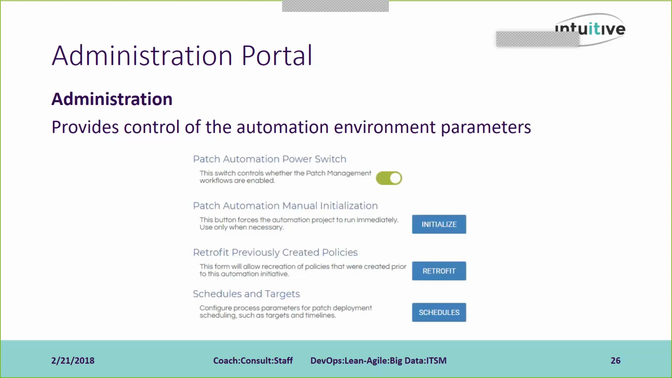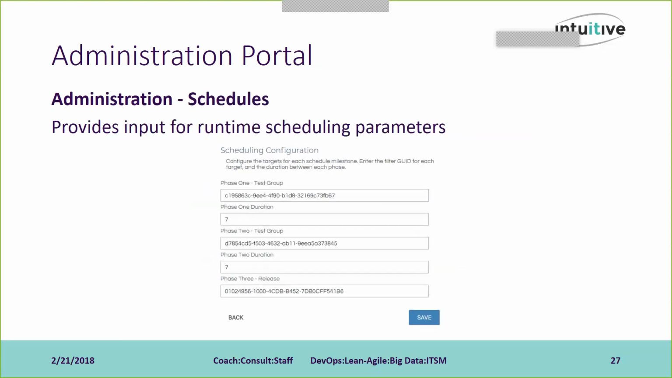Let's move on to schedules and targets right there at the bottom. We'll go over that really quick, and then we'll open it up. As far as schedules goes, this particular customer had the need for 2 test phases and then release to production. What that's going to look like as far as data setup goes is all we need is to find the filter GUID for each target.